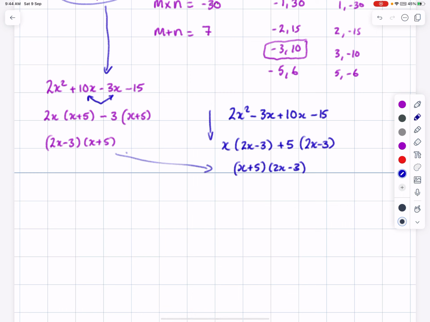And we can see that these two are the same. Remember, it does not make any difference if you have a times b or b times a. They are the same answer.